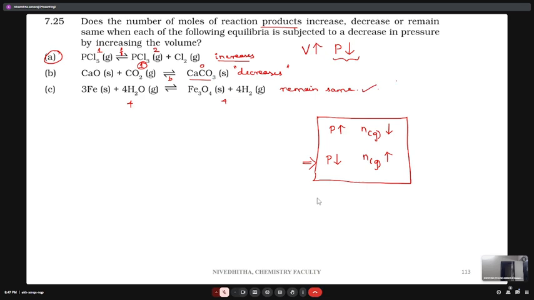Very good. Now we'll move on to the next question. Here is the question, Kana. Which of the following reactions will get affected by increasing the pressure? Also mention whether the change will cause the reaction to go in the forward or backward direction.